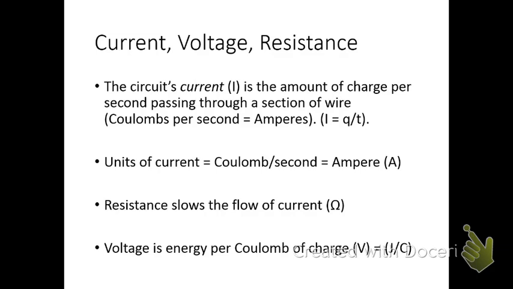So, resistance, measured in ohms, slows the flow of current. And voltage is the amount of energy per unit charge of a certain region. Joules per coulomb.